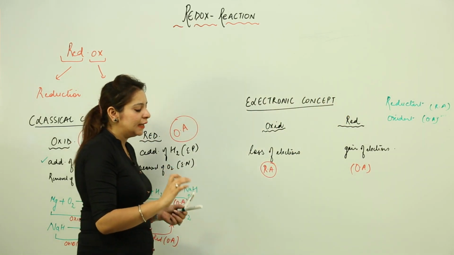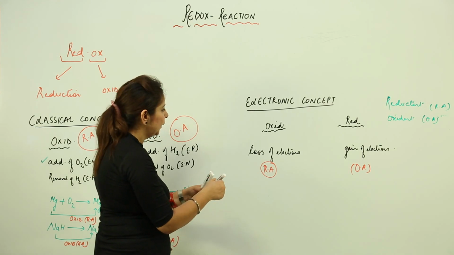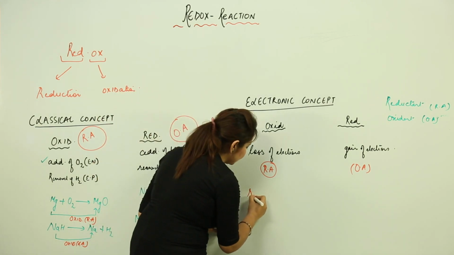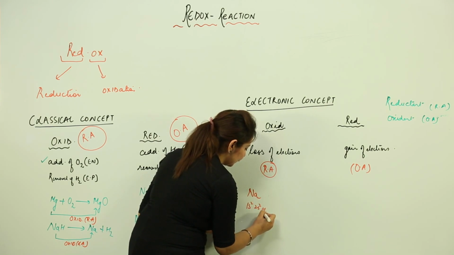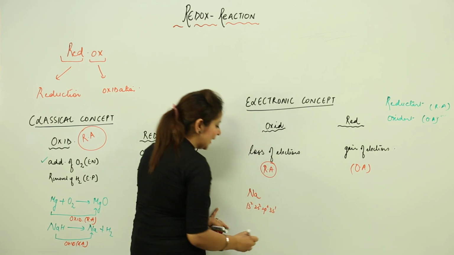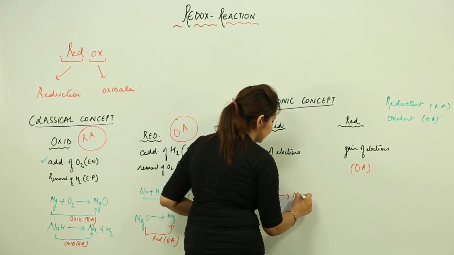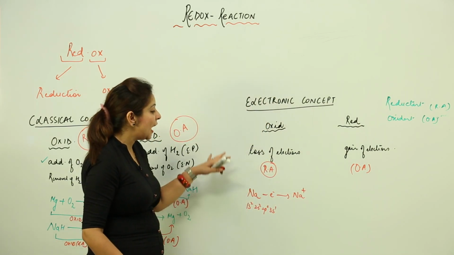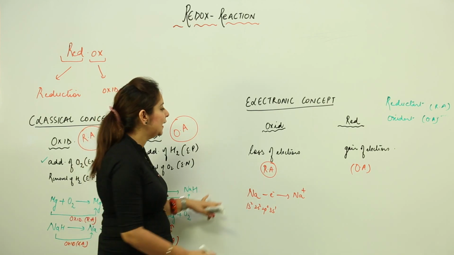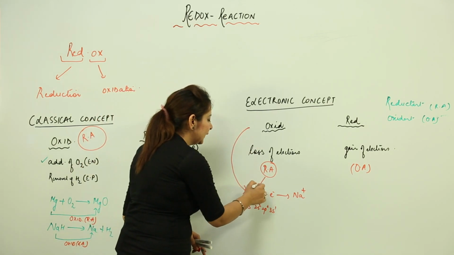So now let us focus on the examples for it. Like if I have the metal sodium, I know that it has atomic number 11. So we have a configuration like this. It will lose one electron, and after losing it will form a cation, that is the sodium cation, Na+. As it is losing electrons, that means it is undergoing oxidation, and obviously it acts as a reducing agent.